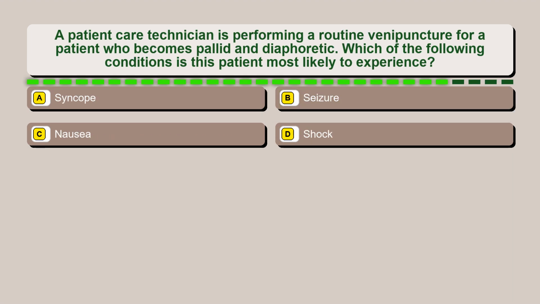Question 41. A patient care technician is performing a routine venipuncture for a patient who becomes pallid and diaphoretic. Which of the following conditions is this patient most likely to experience? Option A, syncope. Option B, seizure. Option C, nausea. Option D, shock.